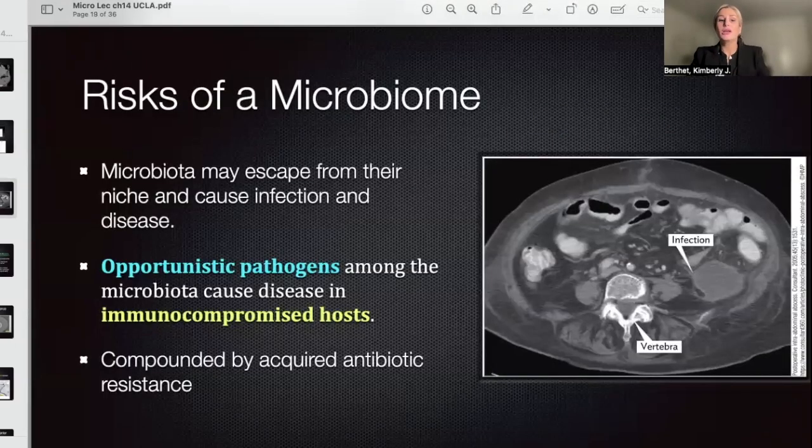Okay, so looking at our microbiome, again, we have opportunistic pathogens that can be problematic, and this is mostly problematic in immunocompromised hosts. Our immune system can keep our microbiota in balance. If our immune system fails to do that, this is when opportunistic pathogens can begin an infection.